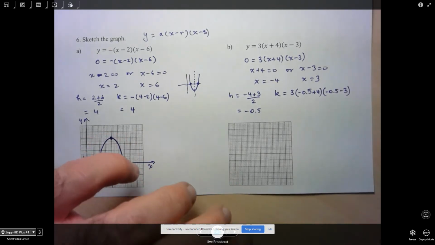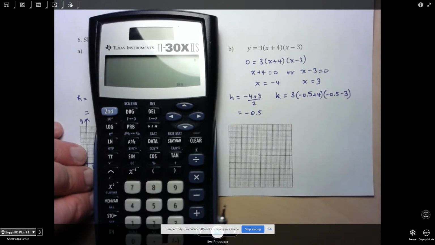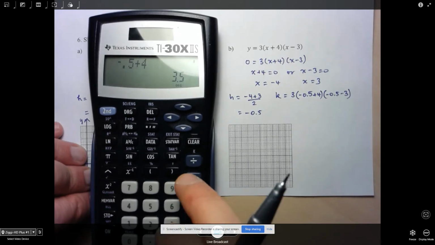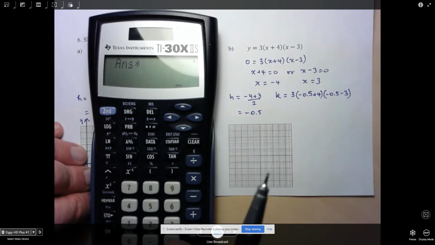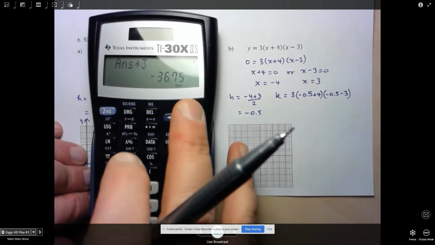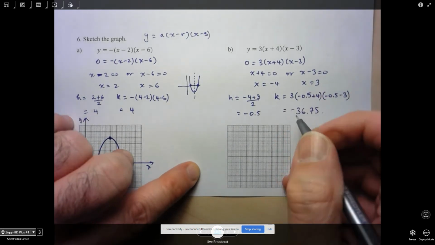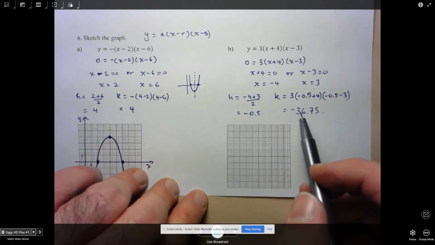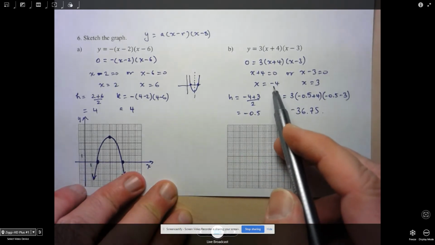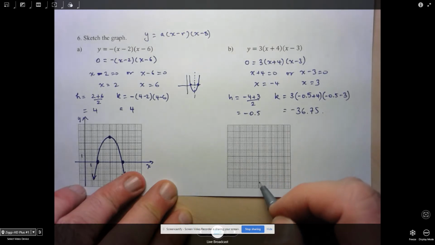All right, so here, since we're working with numbers that are not quite as nice, let's use our calculator. So we've got -0.5 plus 4, okay, equals 3.5 times, well, -0.5 minus 3 is -3.5, okay, and all that times 3, and we have -36.75. All right, so here I'm clearly going to choose a scale for my y value that doesn't go up by 1 like I did here. My x values are fine to go up by 1 because I'm going from -4 to 3 with -0.5 in the middle. But for this one here, I'm going to have to go up a little faster.